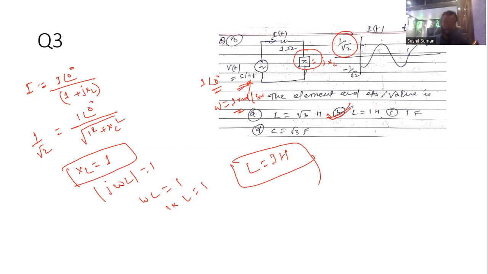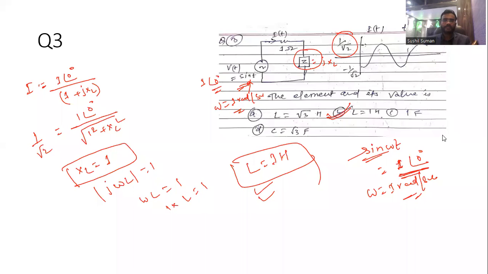Why? Because in sine omega t, you can write 1 angle 0 degree, because omega equals 1 radian per second. So the sinusoidal equation can be written in terms of phasor form. Got it? Is that clear? So I becomes 1 angle 0 degree upon 1 plus j times XL, so omega L equals 1.